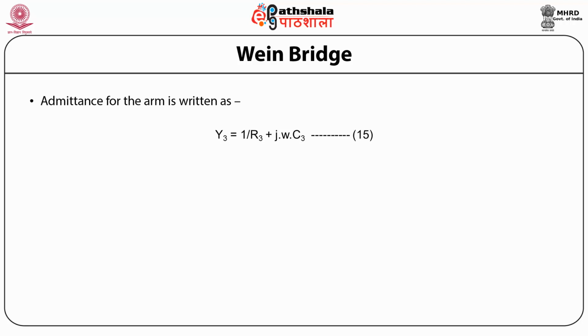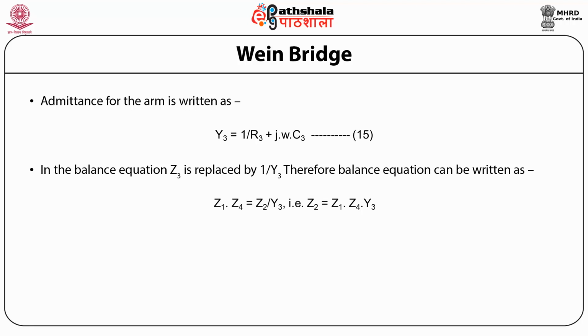Admittance for the arm is written as Y3 = 1/(R3 + jωC3). This is equation 15. In the balance equation, Z3 is replaced by 1/Y3. Therefore, the balance equation can be written as Z1·Z4 = Z2/Y3. That is, Z2 = Z1·Z4·Y3.